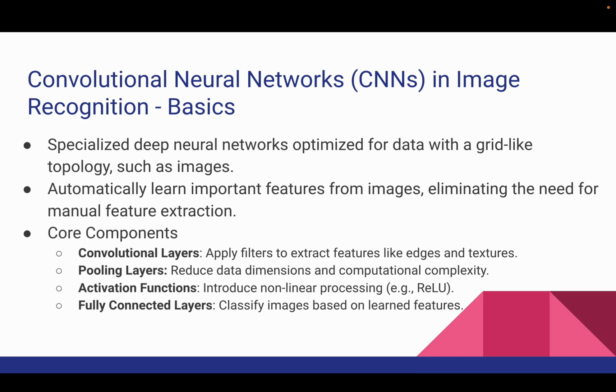Some core components of a CNN are different layers trained to get those features. One of them is convolutional layers, which apply a filter to extract features like edges and textures. Pooling layers reduce data dimensions and computational complexity. There's an activation function, which introduces non-linear processing. And there is another layer, called the fully connected layer, which connects all the pixels in the image based on the learned features.